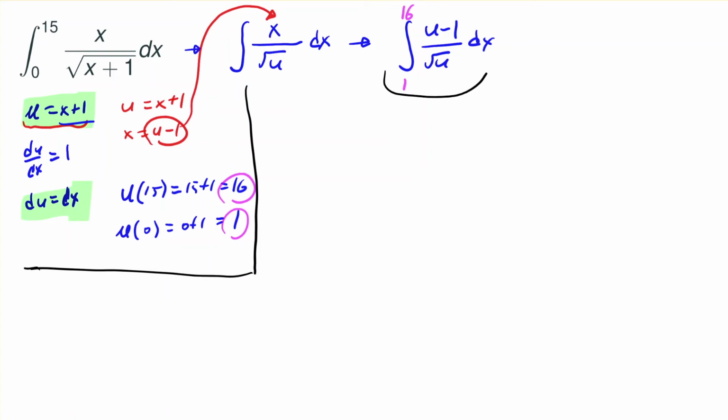So then how do we deal with this one? We can just rewrite it before we take the antiderivative. This is the same as u minus 1 multiplied by u to the negative half power, right? Because this is positive half power brought to the numerator. du, I'm sorry, I forgot to write du here. This should be du. du and dx are the same here, right? For this problem, right here.